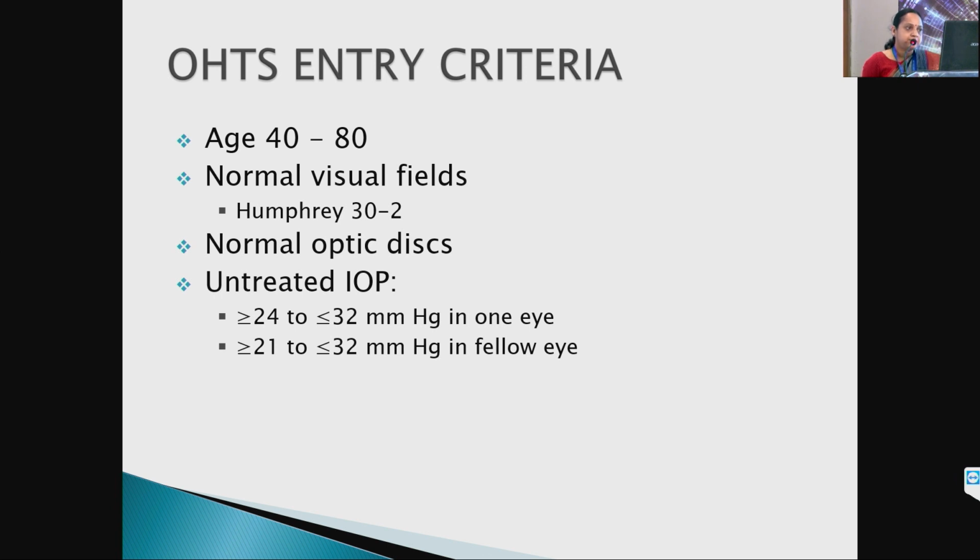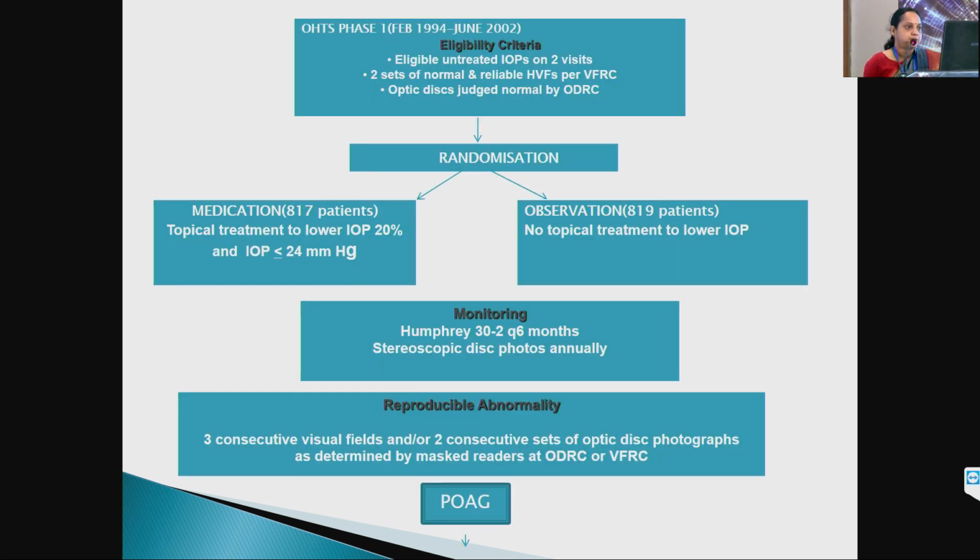The entry criteria was age 40 to 80 years with normal visual fields, normal optic disc, and untreated IOP of greater than or equal to 24 millimeter and less than or equal to 32 millimeter in one eye, and greater than or equal to 21 millimeter and less than or equal to 32 millimeter in the fellow eye. Phase 1 was conducted from Feb 1994 to June 2002.